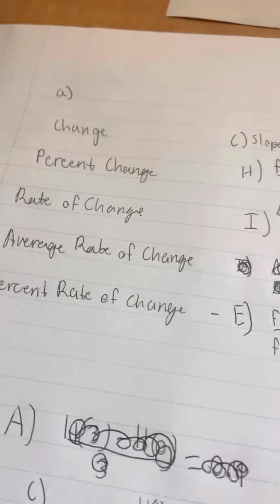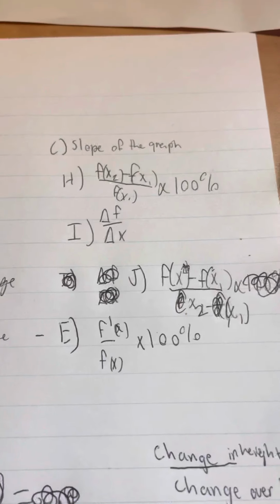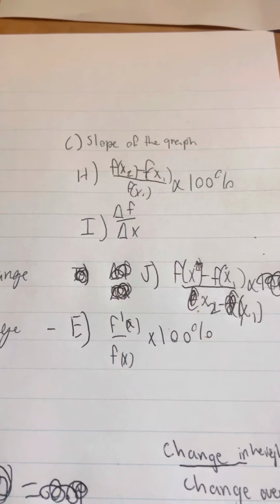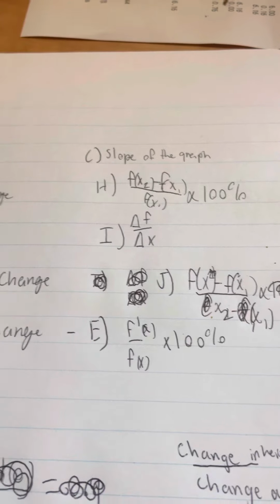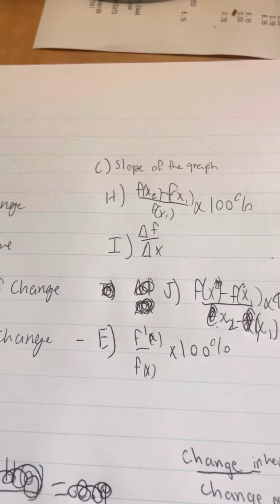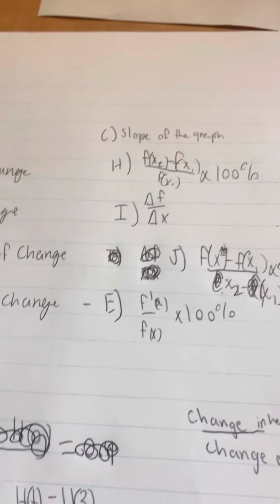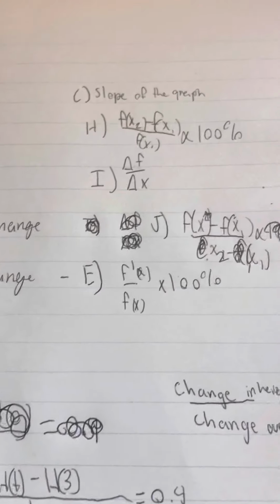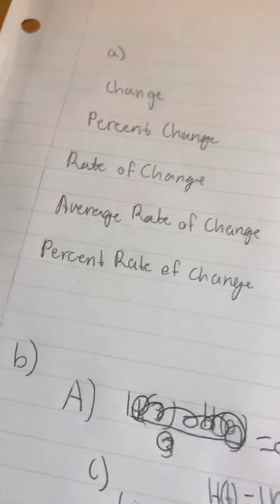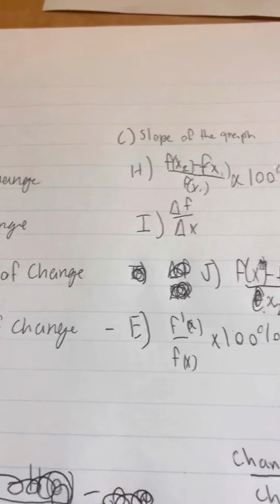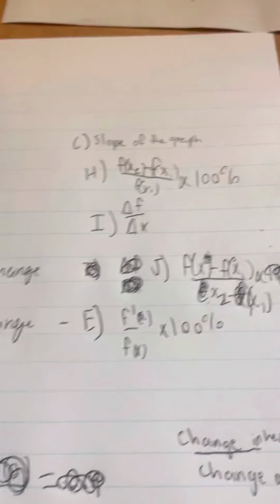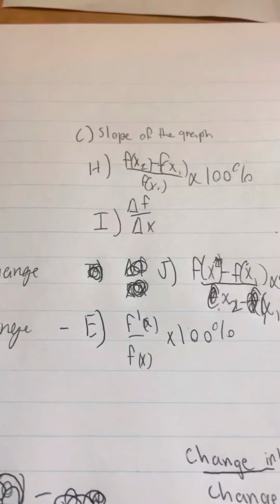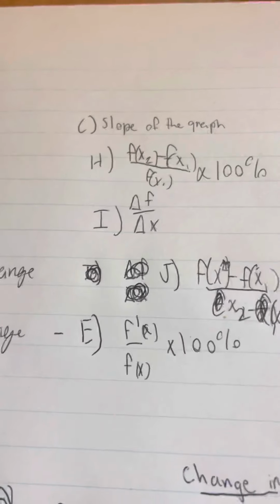Then for the second one, I said percent change is basically f of x2 minus f of x1 over f of x1, which is new minus old over old times 100%. Then rate of change is just the normal rate of change, rise over run, delta f over delta x, which is pretty much delta y over delta x.